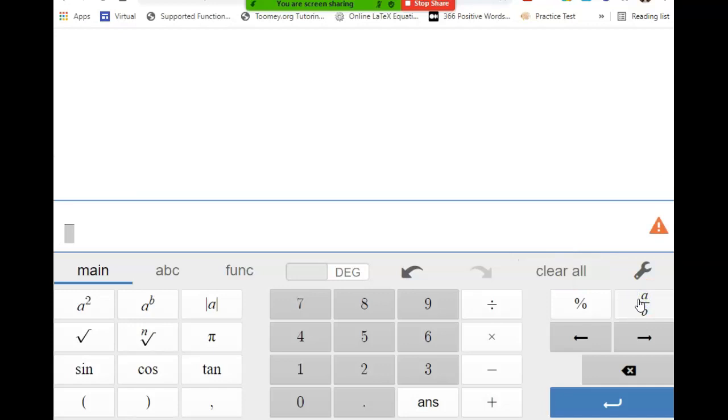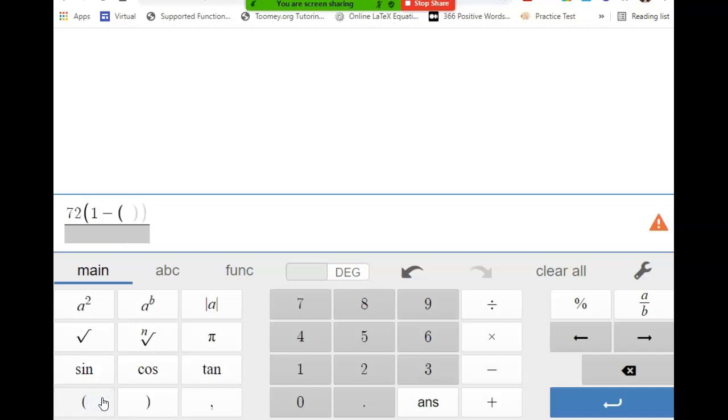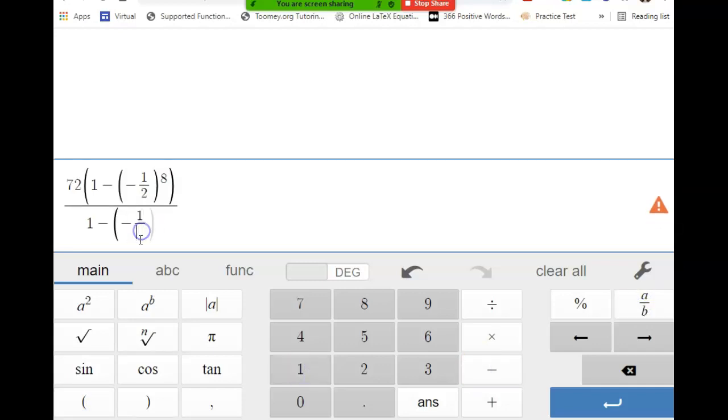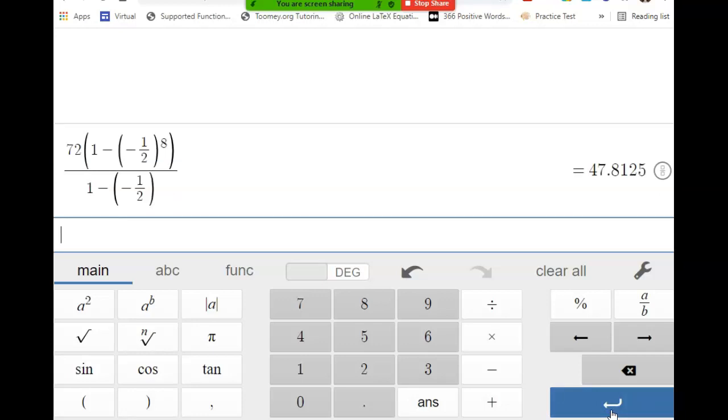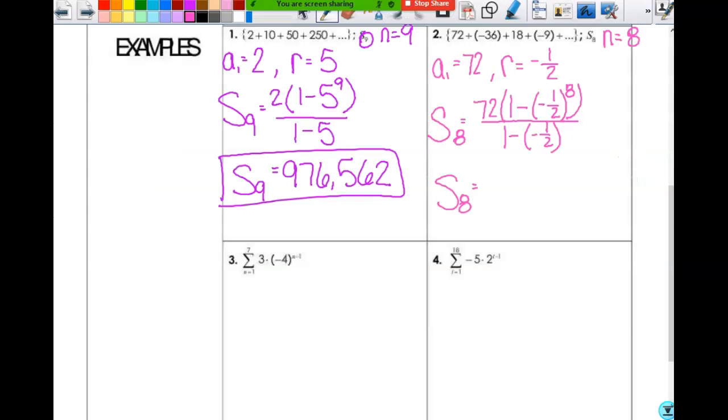So I'd have a fraction, let's see then, 72 times 1 minus, then negative 1/2, close those parentheses, take that to the 8th power, then in the denominator 1 minus negative 1/2. This is what my calculator gives me, but I don't want a decimal, so I'll use my little fraction button. I'll give you a second to get it typed in. Make sure you can get the right thing. What you should have in the end is 765 over 16.